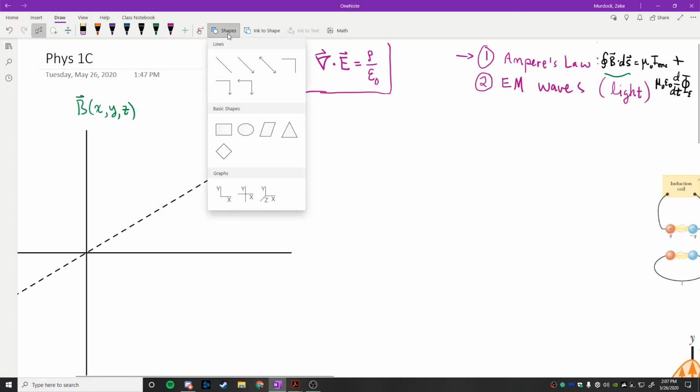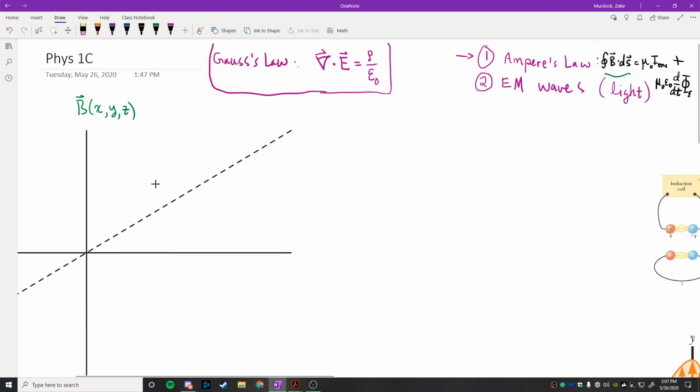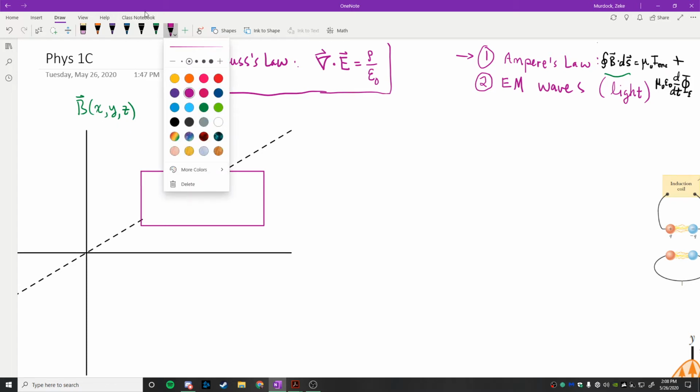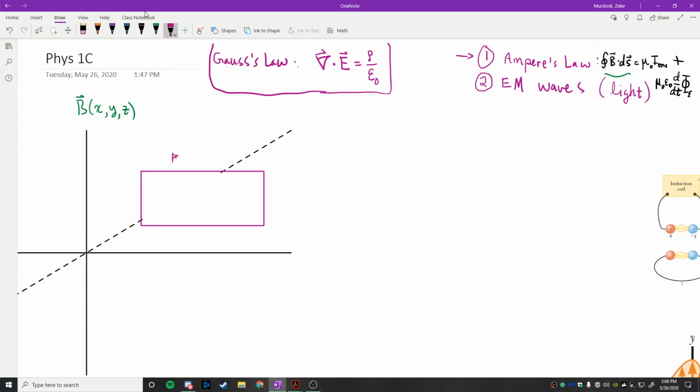Shapes, purple, shapes, box. There we go. And just within this box, I'm going to erase some of the stuff in here just so that we have a little bit of something to see. So this is going to be our path for the integral that we want to do here. That's the path.